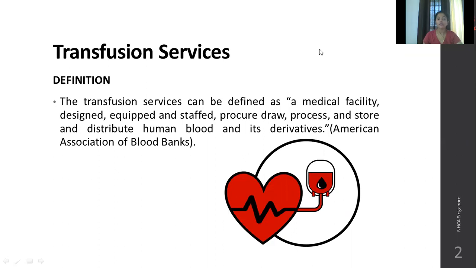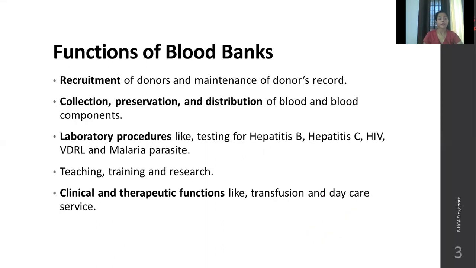All the functions of the blood services are given in this one statement. So, what are the functions of a blood bank? First is recruitment of donors and maintenance of donor records regarding blood group and antibodies, etc. Collection, preservation, and distribution of blood and blood components, ready for emergency availability. And laboratory procedures like testing for hepatitis B, hepatitis C, HIV, VDRL test, malarial parasite test, etc., should be done within the premises of the blood bank.